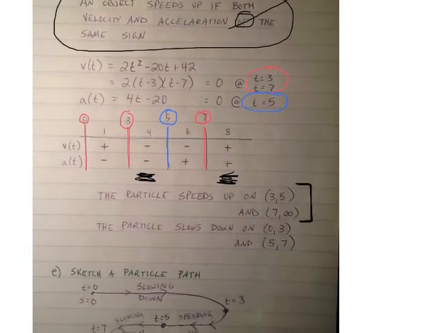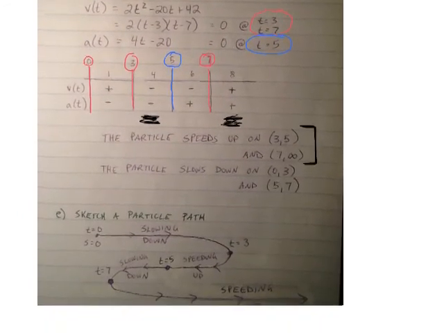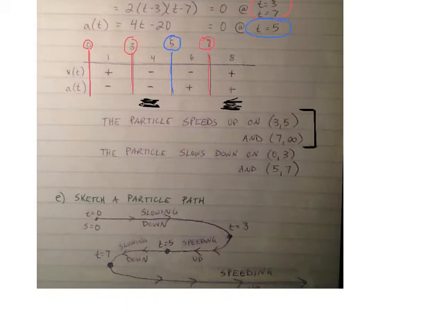All right, moving down, the last question was to sketch a particle path. This isn't exactly how the particle moves through space. This is just a rough drawing to show what's going on over time. From time 0 to time 3, we're slowing down and moving to the right. Then from time 3 to time 5, we're moving to the left, but speeding up. From 5 to 7, we're slowing down, and we're still going to the left, and you can see that because we have negative velocity.